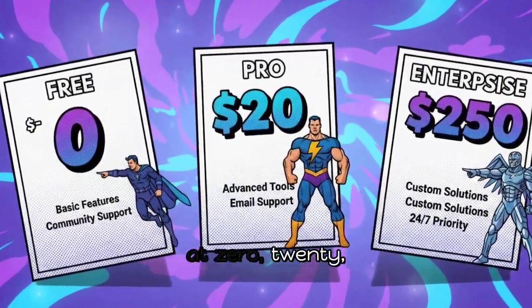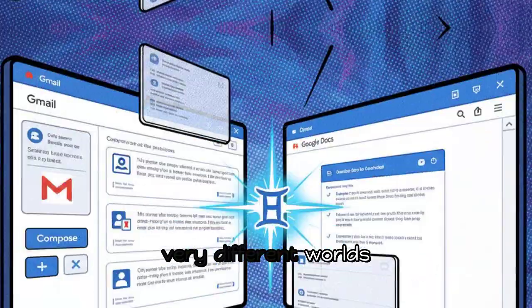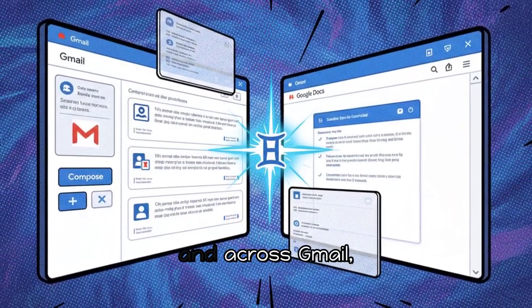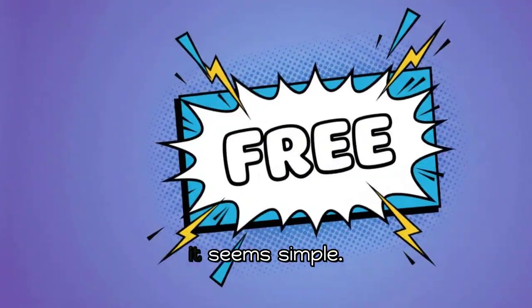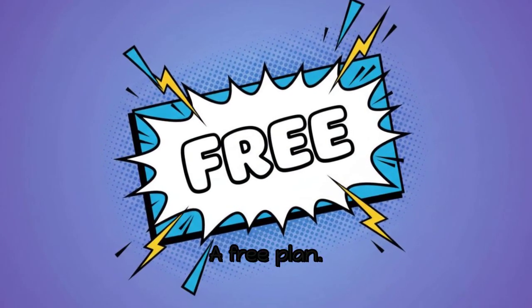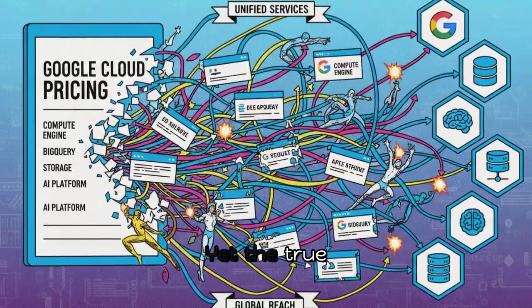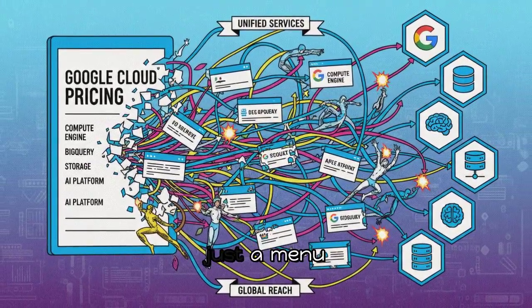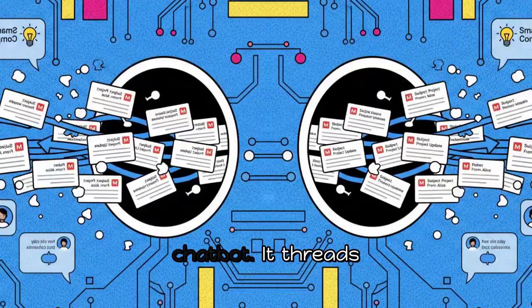Three price points at $0, $20, and $250 unlock very different worlds inside Google AI and across Gmail, Docs, and Search. At first glance, it seems simple. A free plan, a pro plan, an ultra plan. Yet the true story of Google AI is not just a menu of prices. It is an ecosystem that stretches far beyond a single chatbot.